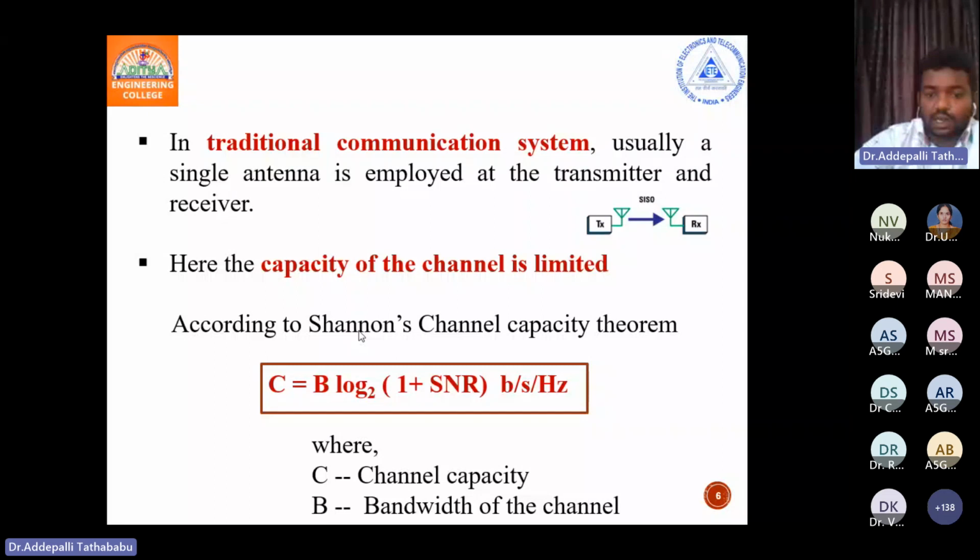According to the Shannon channel capacity theorem, the channel capacity C is equal to the bandwidth B times log2(1 plus signal to noise ratio) bits per second per Hz. So channel capacity is directly proportional to the bandwidth and the signal to noise ratio, signal power to the noise power. So channel capacity depends upon either increasing the bandwidth of the channel or increasing the power of the signal, the signal power to the noise power.